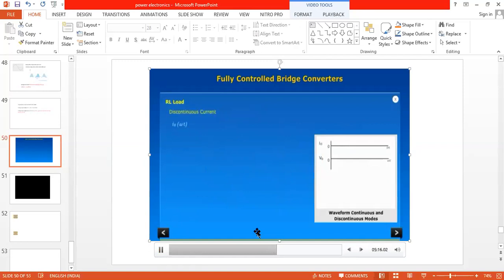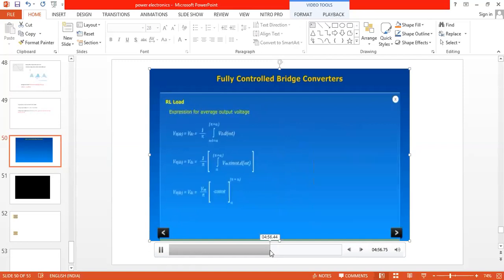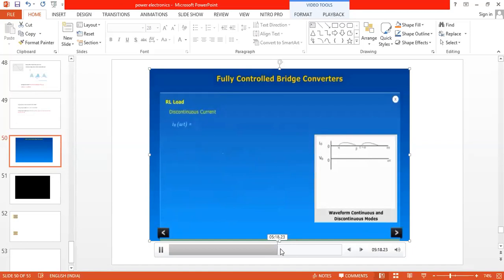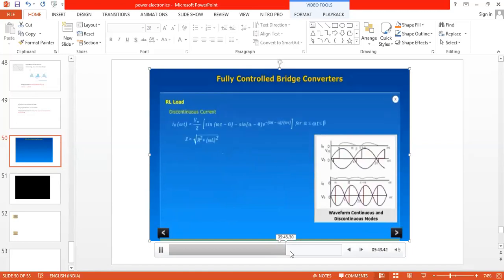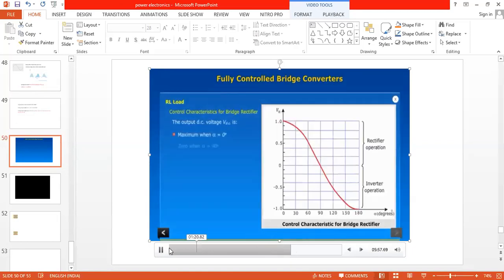No need to study the discontinuous current. As per the syllabus, we have the expression only for continuous current, so be perfect with this expression. The output voltage for a fully controlled converter with inductive load is V0 equals 2 Vm by pi into cos alpha. Last class we saw what discontinuous and continuous current are. Now this notation is important.